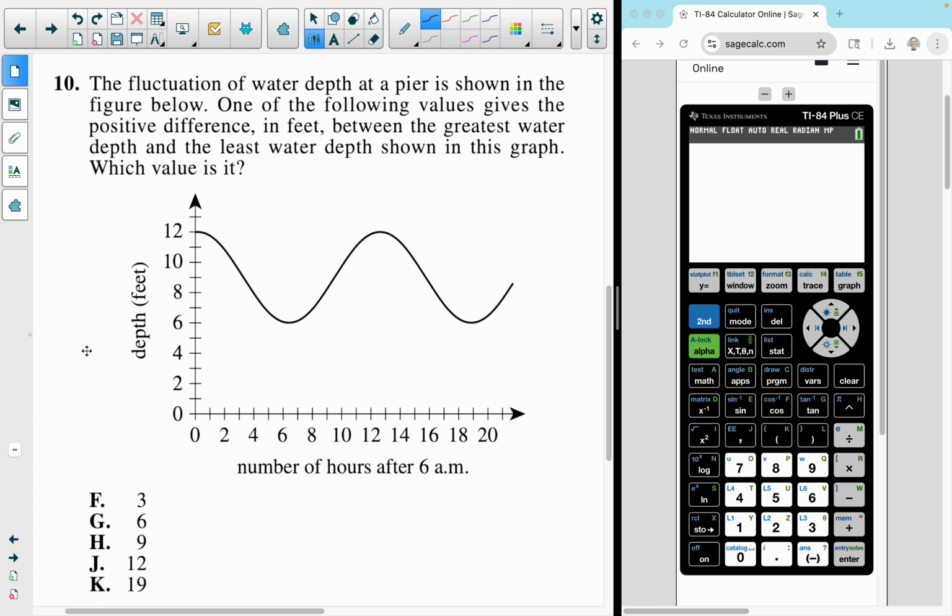On question 10, the question says, which value is it? Well, that doesn't mean anything to me, so I do need to read the rest of this. The fluctuation of water depth at a pier is shown in the figure below. One of the following values gives the positive difference in feet between the greatest water depth and the least water depth. So I need to find the positive difference between the greatest and the smallest. So the greatest is at 12 and the smallest is at 6. So I need to go from 12 to 6, which is equal to 6. The difference is 6.